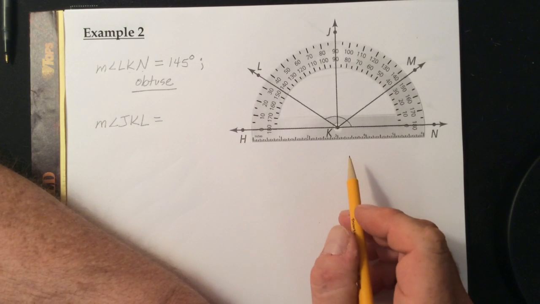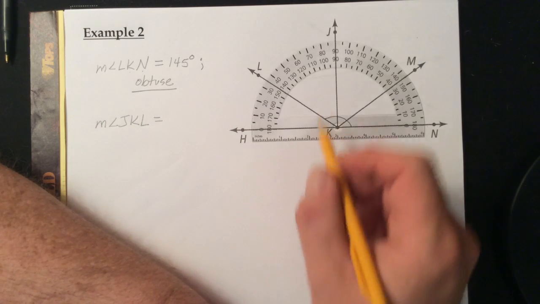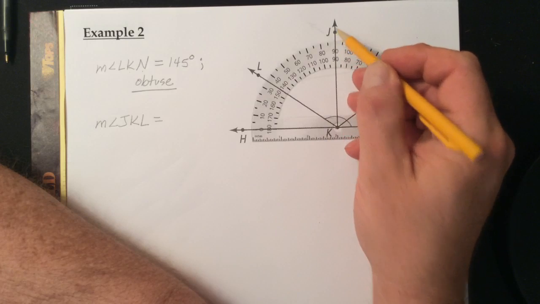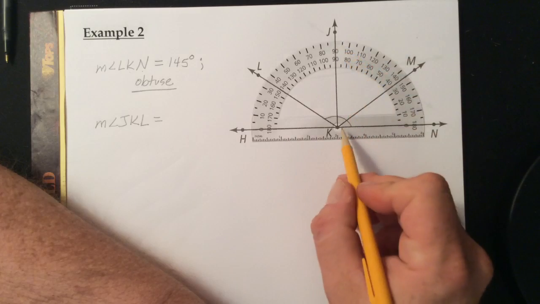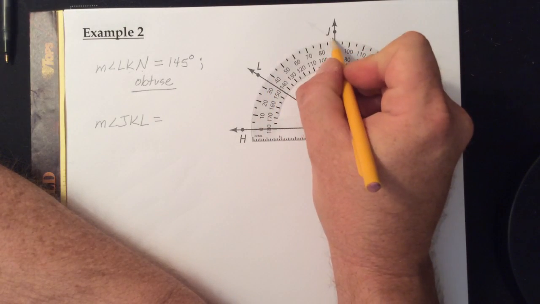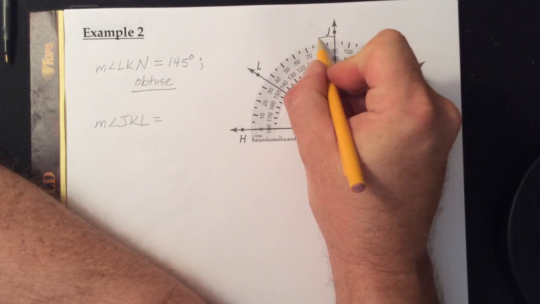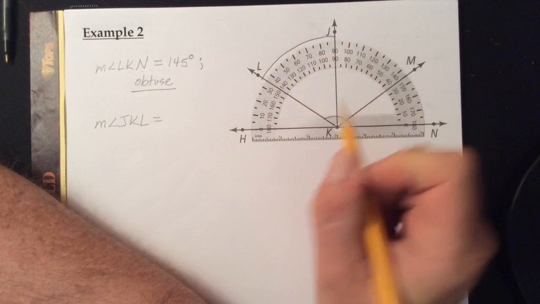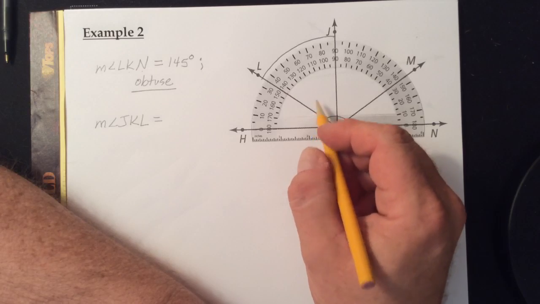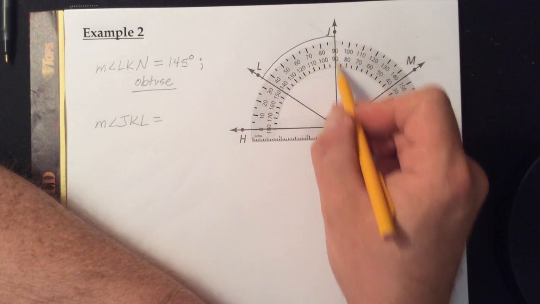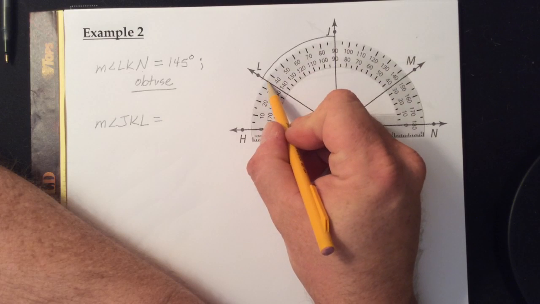So look for point J, which is right here, ray KJ, and the other side of the angle is ray KL, so from here to here. So we're looking at this angle right here. Now, since neither one of these rays start at 0, we're going to have to either start with this ray or start on that ray. I'm just going to start at this ray right here.